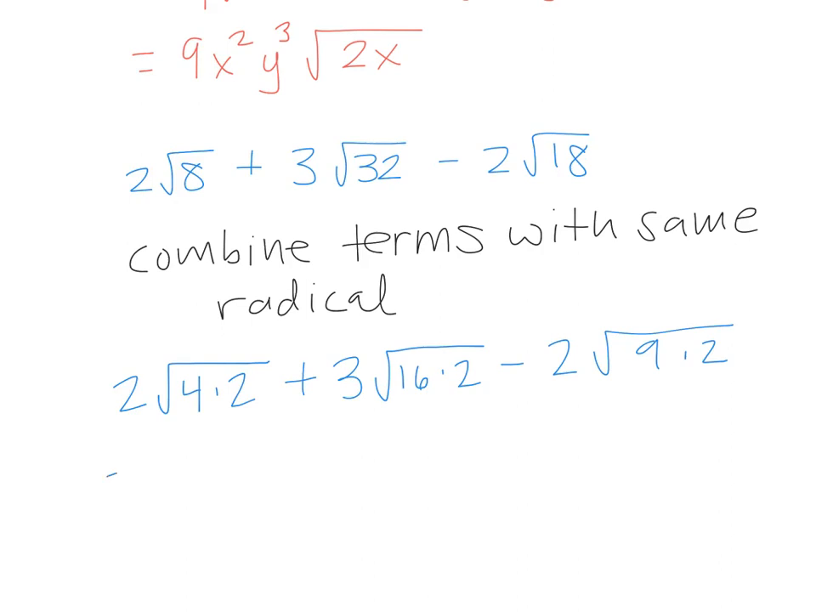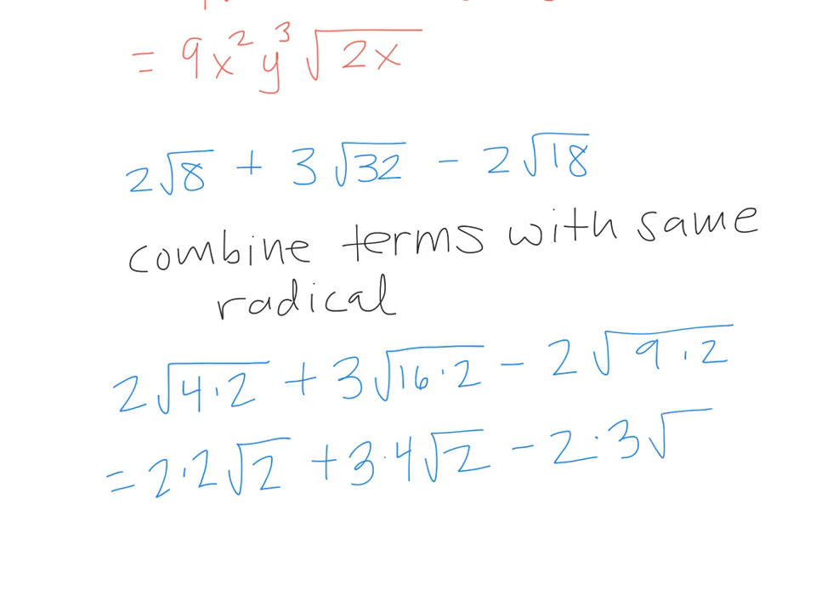So going through and simplifying, we're going to have 2 times, taking that square root of 4, that simplifies to a 2, and then we're left with the 2 underneath the square root. Then we have plus 3. Square root of 16 gives us a 4 outside of the square root, and we're left with 2 under the square root. And then the next term, square root of 9, will give us a 3 out in front of the square root, and again we're left with a square root of 2 underneath the square root.